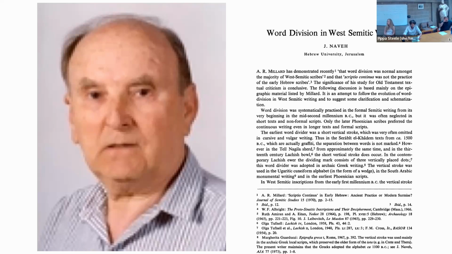I do want to just mention that the most important work on the subject since Millard and Naveh in 1973 is definitely Robert Crellin's 2022 book, The Semantics of Word Division in West Semitic Writing Systems, which was written under the auspices of Pippa's previous Cruise project. And it's quite an excellent book. The questions that I'm addressing here are different from the questions that Crellin works on in his book, but I've benefited a lot from that book and also from conversations with Robert.